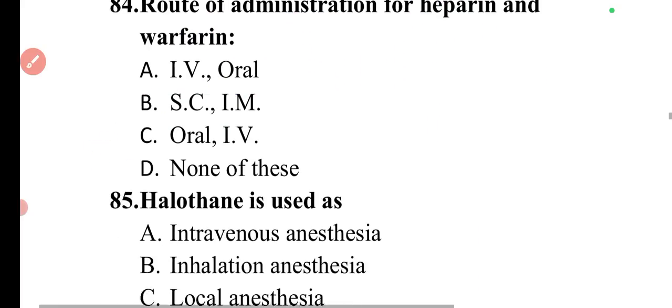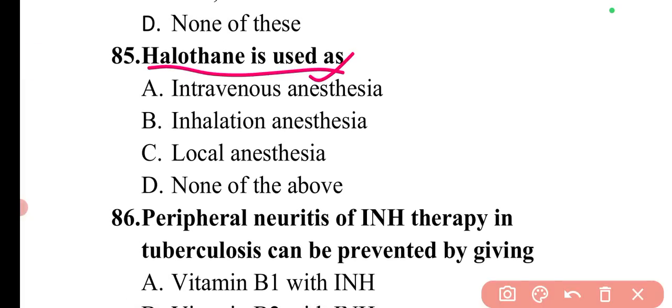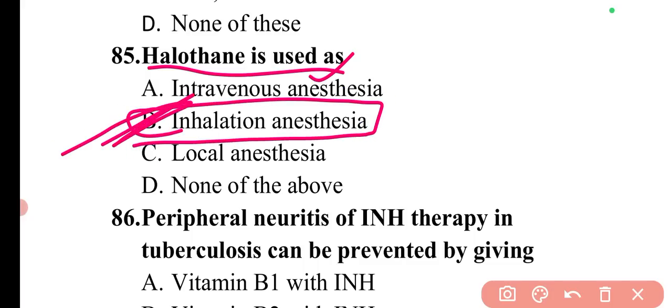Then moving to the next question. The question is, halothane is used as. So halothane is a drug which is used as inhalational anesthesia. So here option B is the correct answer.